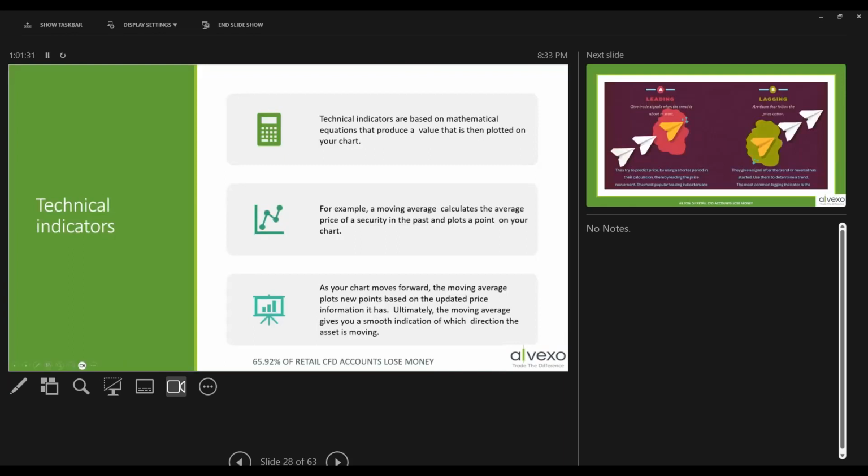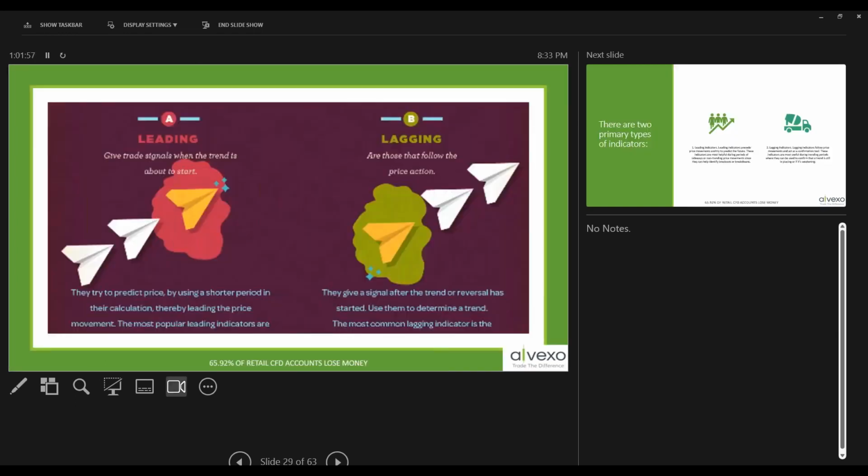Now, technical indicators are based on mathematical equations that produce a value that is then plotted on your chart. For example, a moving average calculates the average price of a security in the past and plots a point on your chart. As your chart moves forward, the moving average plots new points based on the updated price information. Ultimately, the moving average gives you a smooth indication of which direction the asset is moving.